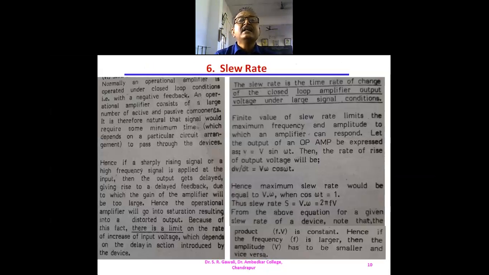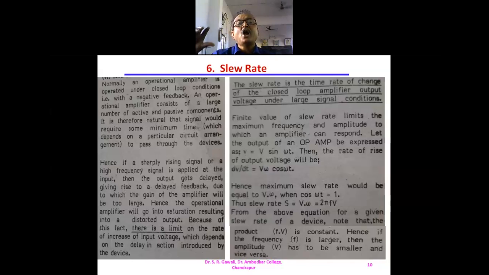Then last parameter of the operational amplifier is the slew rate. So normally the operational amplifier is operated under the closed loop condition, that is with negative feedback. कभी भी ऑपरेशनल एम्पलीफायर का जो यूज किया जाता है उसमें क्या किया जाता है, आउटपुट टर्मिनल, सम पार्ट ऑफ द आउटपुट वोल्टेज इज कनेक्टेड बैक टू द इनपुट, and that is nothing but the feedback. And that feedback which is used in the operational amplifier is the negative feedback.